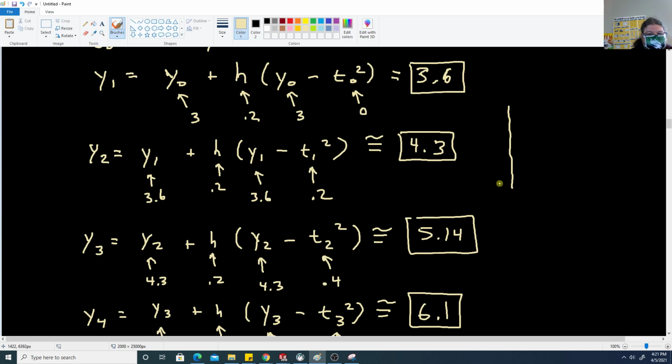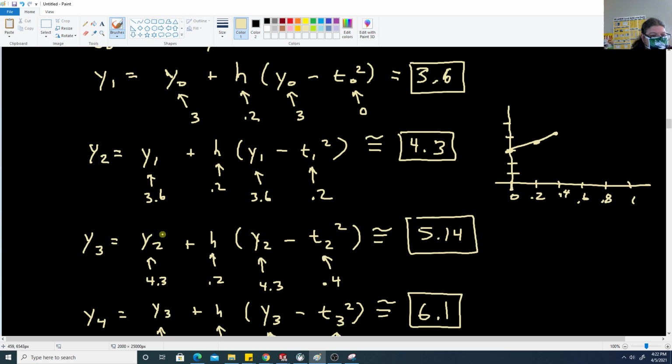What it would kind of look like is we would start here at 3. Let's say here's 0, here's 0.2, here's 0.4, here's 0.6, here's 0.8, and here's 1. So we started at 0, 3. That was the t equals 0 value. Then one time step down, we were at 3.6. So one time step down, we were about here. Then when we went another time step, we were at about 4.3. Should be like there.